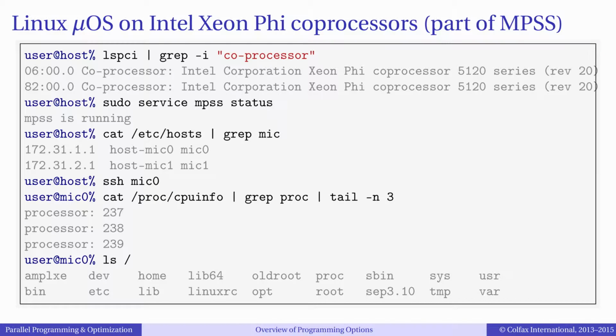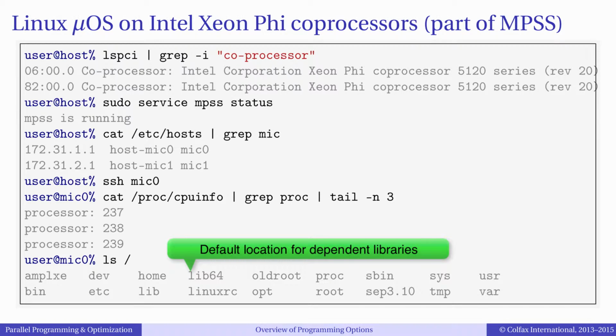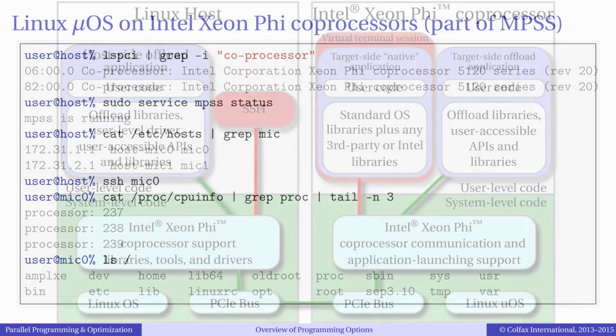Any libraries used by the application, such as the C standard library or the OpenMP runtime library, must be present on the coprocessor's file system in this case, and their location should be known to the operating system MUOS environment.